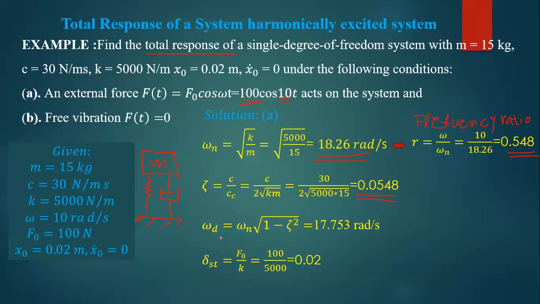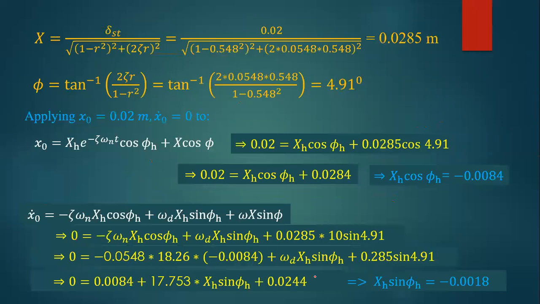And the damped natural frequency omega d is equal to the natural frequency times radical of 1 minus zeta square, which gives us 17.753 rad per second. And the static deflection is equal to F naught over K. So F naught is 100 from the given information, K is this, so 0.02. These are important parameters to be defined.